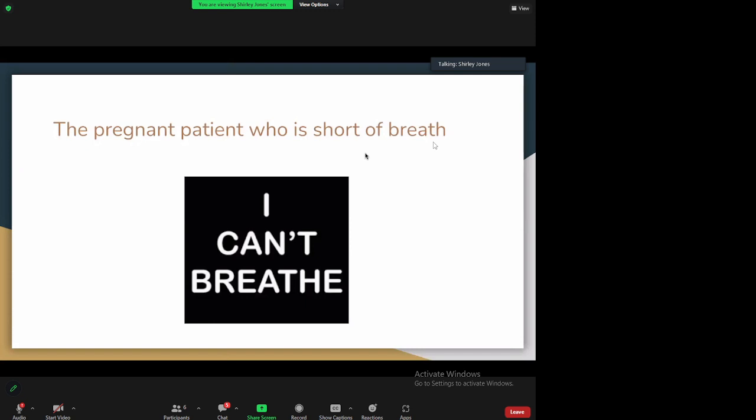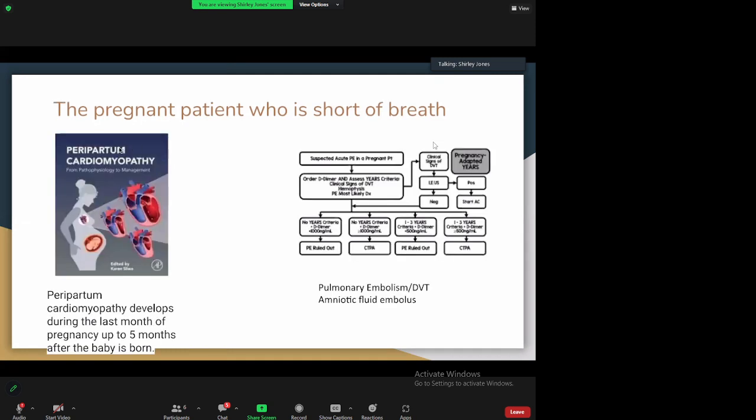So next topic is the pregnant patient who is short of breath. Of course you think of all your normal things for a non-pregnant patient, like do they have COVID or flu or pneumonia or asthma, whatever, but the cannot-miss diagnoses in a pregnant person are going to be peripartum cardiomyopathy and pulmonary embolism, because they're hypercoagulable. I'm not going to talk about these because these are their own topics, but peripartum cardiomyopathy, it's heart failure, right? It's a dilated cardiomyopathy most commonly. So their ejection fraction will be less than 45%, and they're going to present just like any heart failure patient.